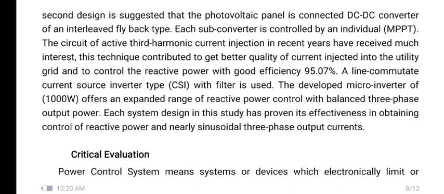The developed microinverter of 1000 watts offers an expanded range of reactive power control with balanced three-phase output power. Each system design in this study has proven its effectiveness in obtaining control over reactive power and nearly sinusoidal three-phase output currents.